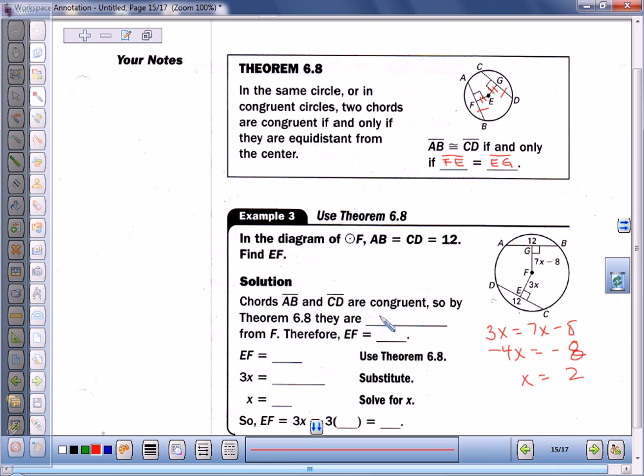Okay. So we knew that it was equidistant because they were congruent chords. So EF would have to equal FG. And so EF would have a length of 6.